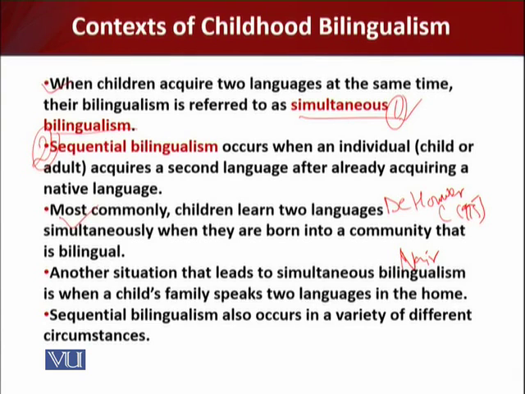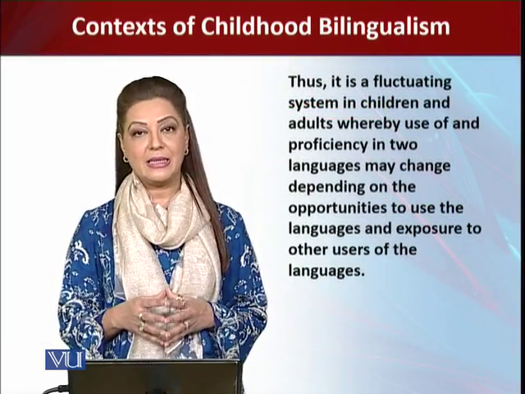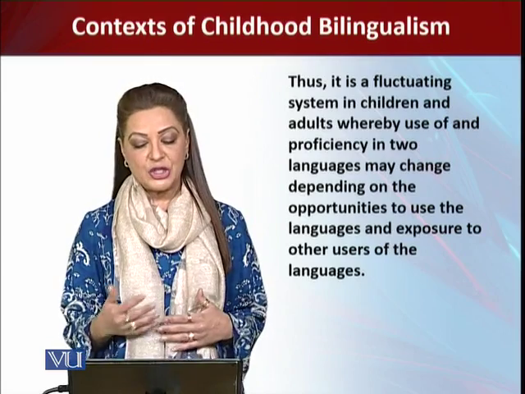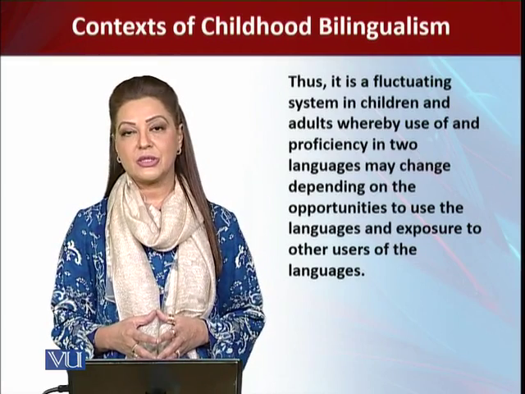The distinction between these two forms of bilingualism is a little arbitrary. There is no hard and fast distinction between the two. That is what Hobbes believes. Nonetheless, the distinction is useful because somewhat different issues arise in the two cases. Thus, it is a fluctuating system in children and adults whereby use of and proficiency in two languages may change depending on the opportunities to use the languages and exposure to other users of the languages.